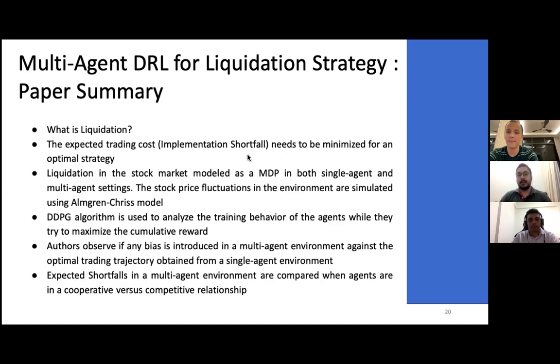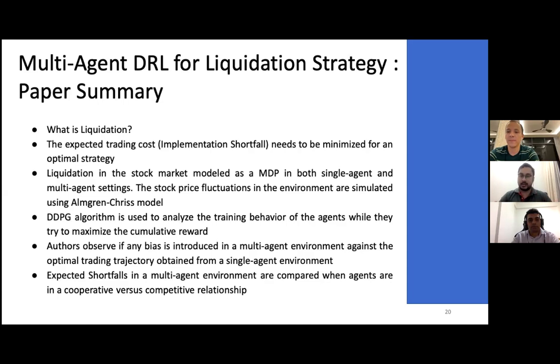So suppose as a liquidator, I have 100,000 stocks of Google. I would want to liquidate them over a time period of say 40 days. I would want to minimize my trading cost. And that is what this paper is trying to do. We try to analyze how DRL techniques, specifically the DDPG algorithm, are able to train agents in both single agent and multi-agent scenarios, so that we can get the optimal trading strategy.